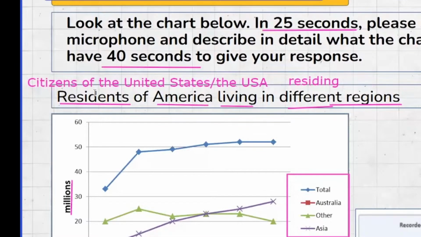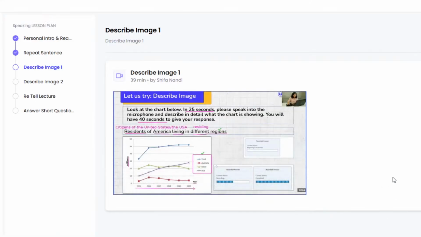And how would I just mention my opening line? Let's try to do the paraphrase of the question. So I would say that the line diagram or the line graph illustrates the number of citizens of the USA residing in various continents from 2015 to 2020. That could be my opening line. I could also mention the regions if I want in order to take care of this element in detail, right? I've already mentioned about the regions. However, if I want to give the details in the opening line, I can include this information as well.